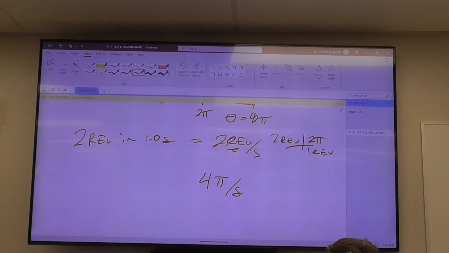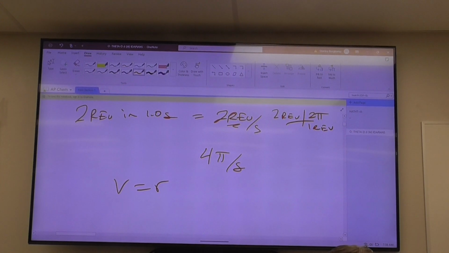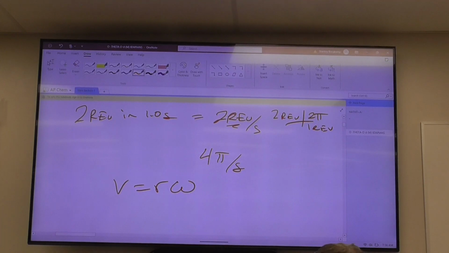So if you look at v equaling r omega, let's play this out. Let's say that that's 0.25 meters, all right?